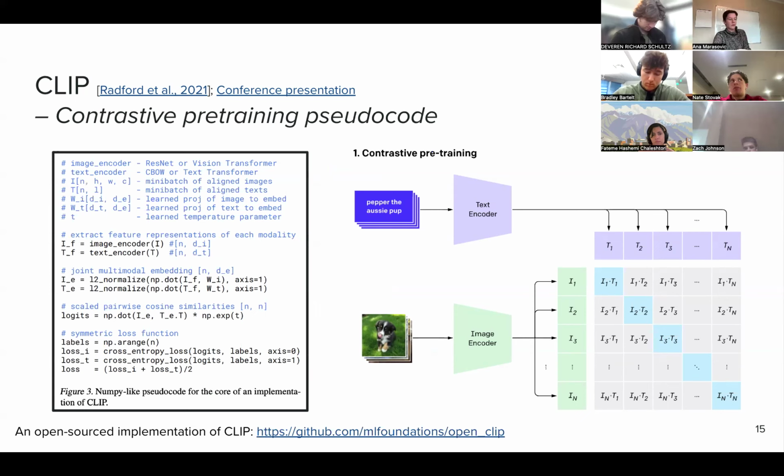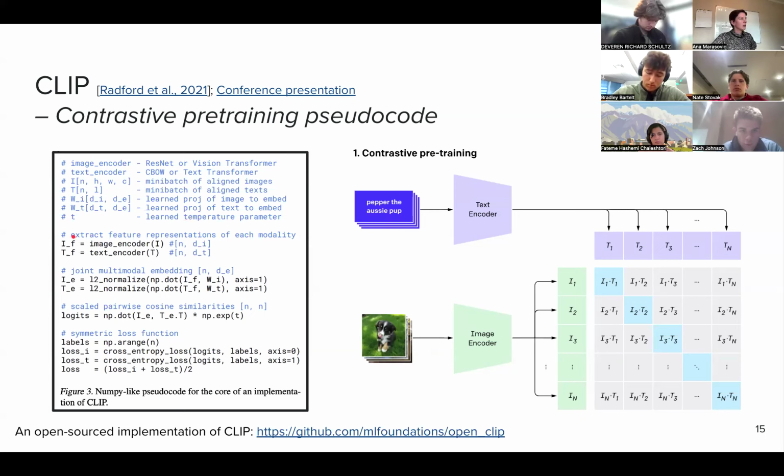So this is pseudocode for this whole procedure, which I will go through again. You have your image encoder, which can be, and very often is, a vision transformer today. The text encoder can be something like a text transformer. Then you have a mini batch of images and text. Here, N refers to the number of images and text you have. Again, you see this notation HWC, and L stands for the length of the text.